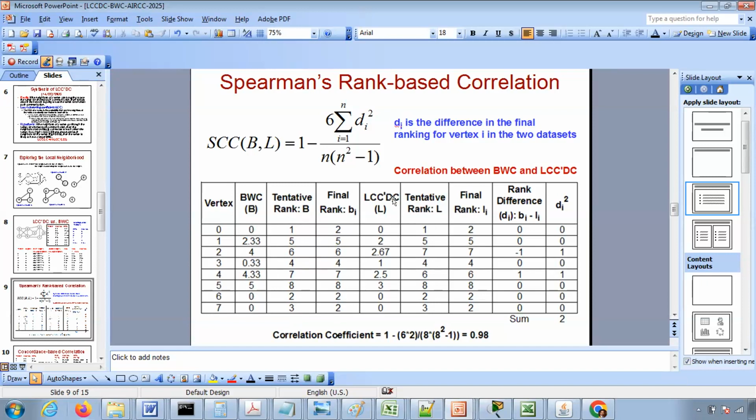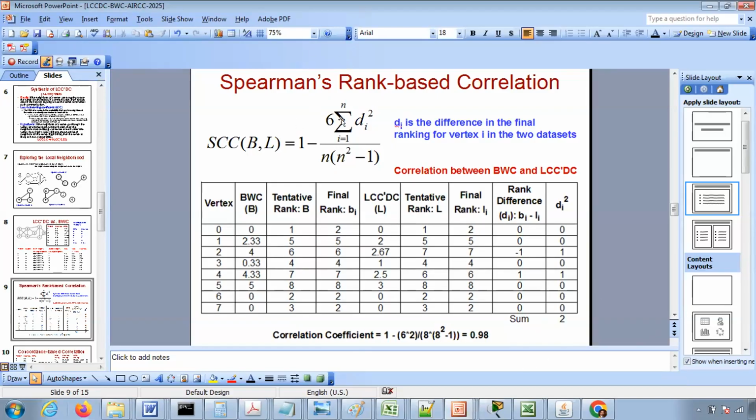So do the same thing for both the metrics. So in the case of LCC prime DC, again, three nodes have LCC prime DC of 0. So the final rank is the average of the tentative rank. And once you get the final rank based on these two metrics, you find the difference between the final ranks and then take a square of those differences and sum the squares of those differences.